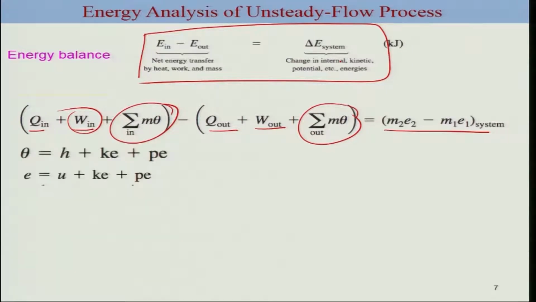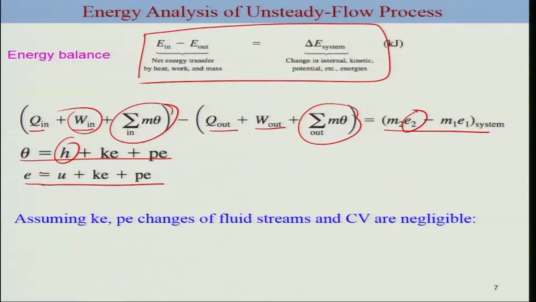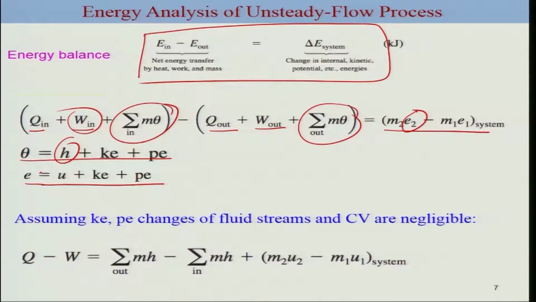We can go back to the earlier definition of theta here. Theta was the energy of the flowing fluid per unit mass, which is given here. So this is enthalpy plus KE plus PE, and e was the energy of the non-flowing fluid per unit mass, defined here. Now, assuming kinetic energy and potential energy to be negligible, not only for the fluid but also for the control volume, we can write this as the net heat supplied to the system minus the net work done by the system being equal to the change in the flowing energy plus the change in the energy of the system.